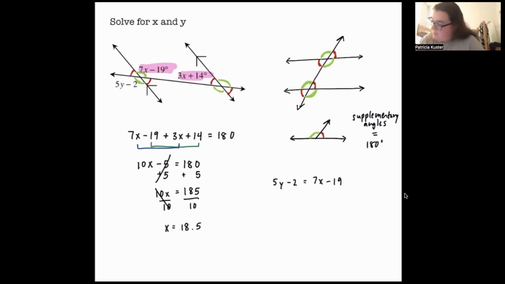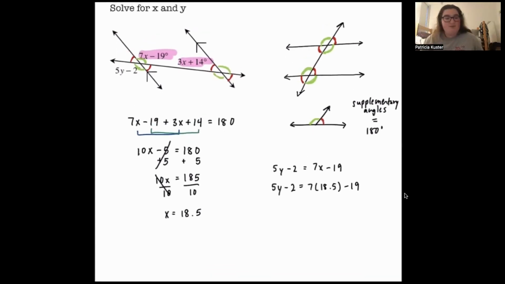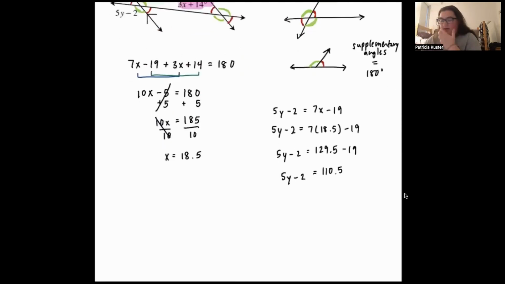We just solved for x, so we can substitute that in. I'm going to put 7 times 18.5 into a calculator just to save some time. You're going to get 129.5. So we've got 5y minus 2 equals 129.5 minus 19. 129.5 minus 19 is 110.5. And then we have 5y minus 2 equals 110.5.